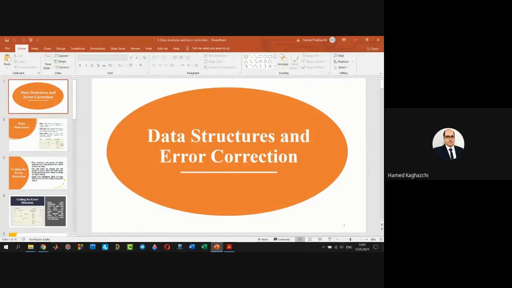Okay, today I'm going to talk about the channel coding techniques for transmission over a communication channel. In fact, in this chapter, we will learn about data structure, and we will also learn how we can detect and correct the error, actually the error that happens during transmitting the data over the channel.